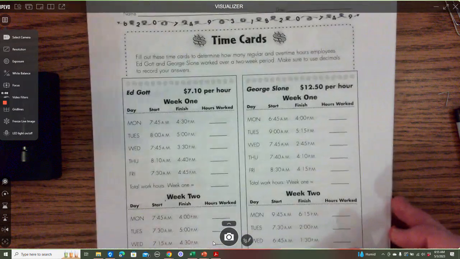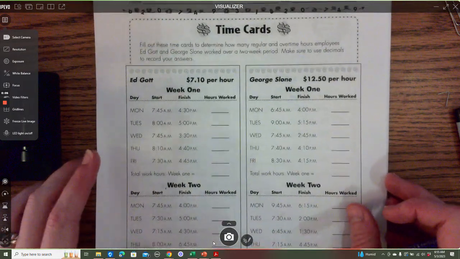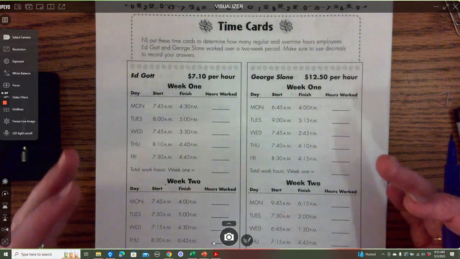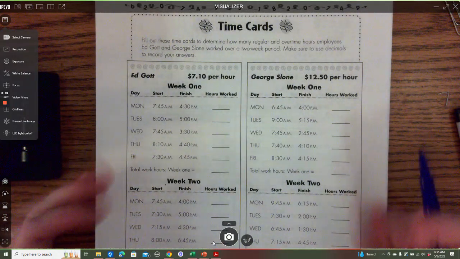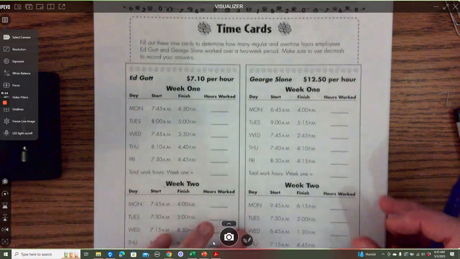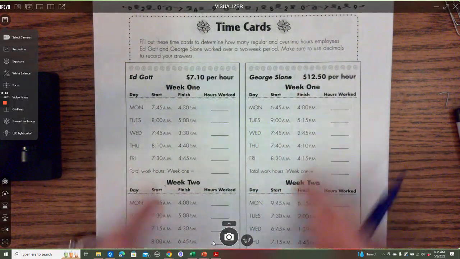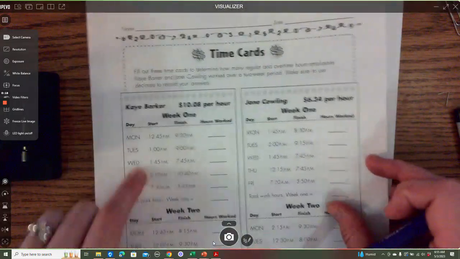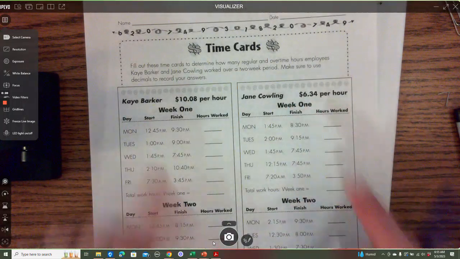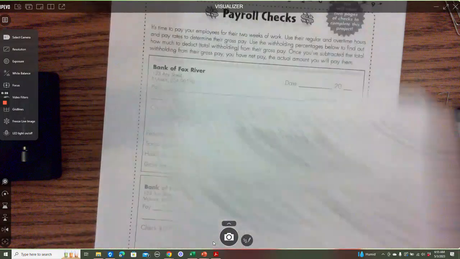This video is to get you started on the It's Payday activity. What we're going to do is calculate how much these people would get paid over a 2-week period. You've got two people on the front, so this is week 1, this is week 2 for the same person. And then on the back, same thing, you've got 2 people, and it tells you how much they're going to make.